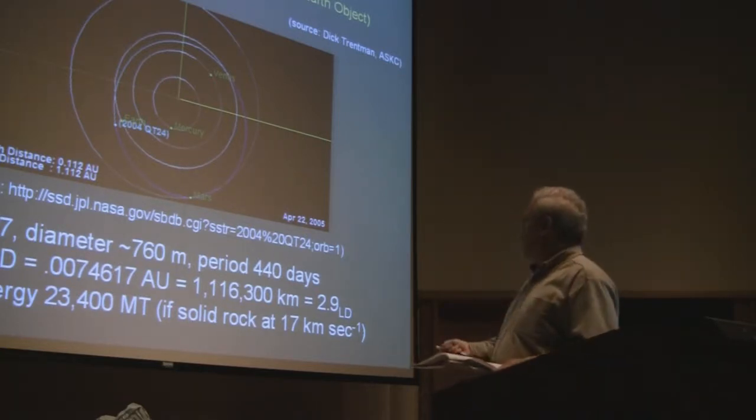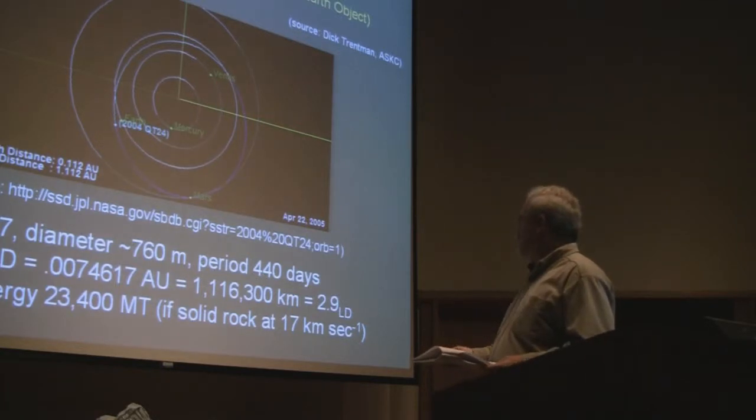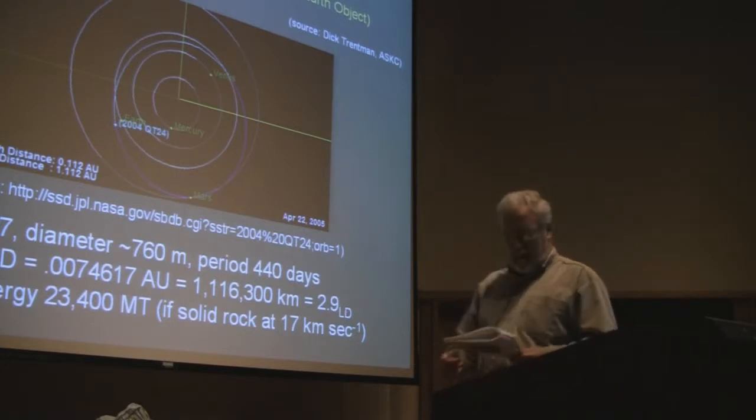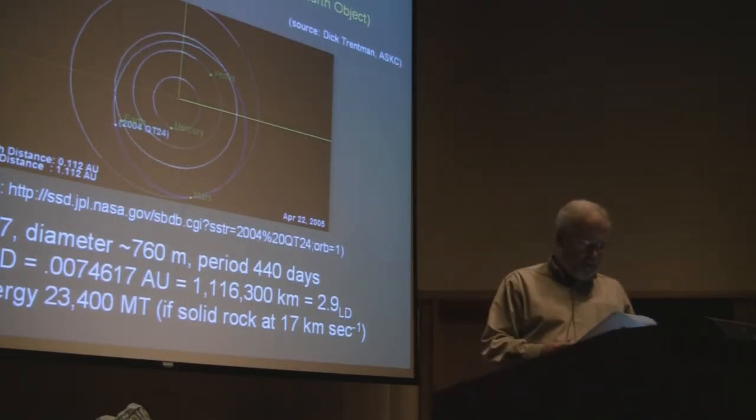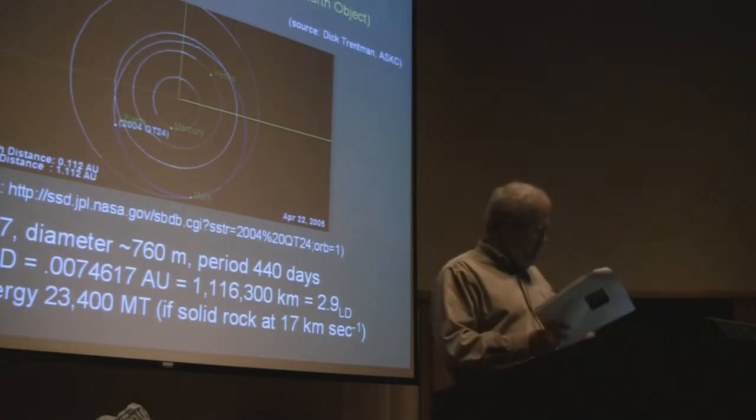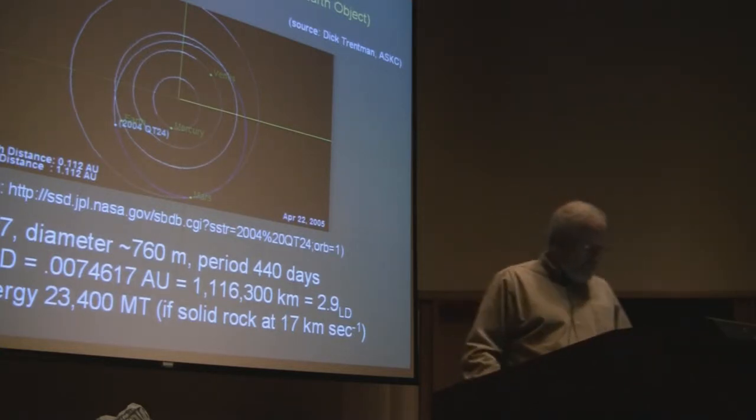That MOID means minimum orbit intersection distance, which, as far as we know, this is as close as it can get now, which is about 3 times the distance to the moon. But we're keeping an eye on this one because it would be something like 23,000 megatons if it hit.